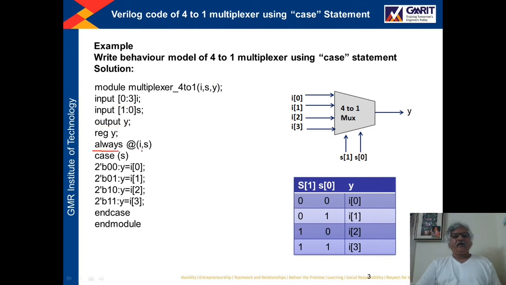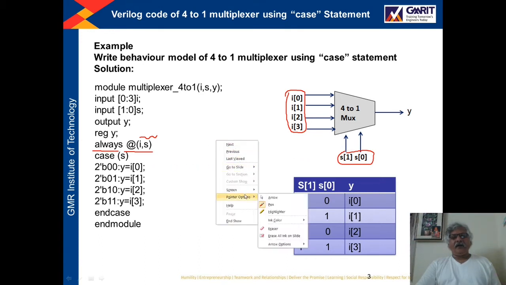Okay, next, always @(I, S). With this statement, what will happen? In the sensitivity list of the always block, we have included I and S. I means the four elements of input: I0, I1, I2, I3, and S means the two elements of the select line, S1 and S0. So if there is any change in the value of any one of the inputs or any one of the select lines, then the code written inside the always block will be executed.